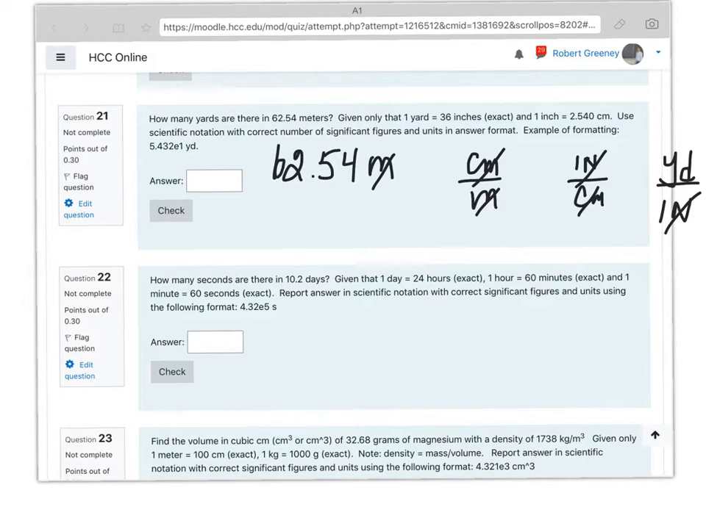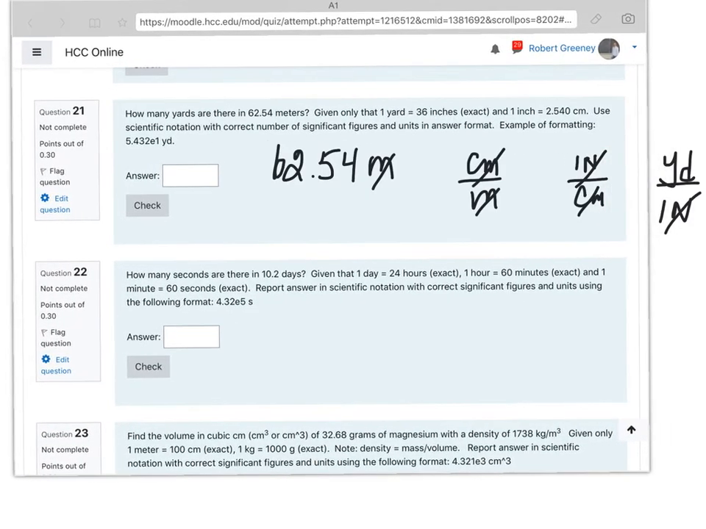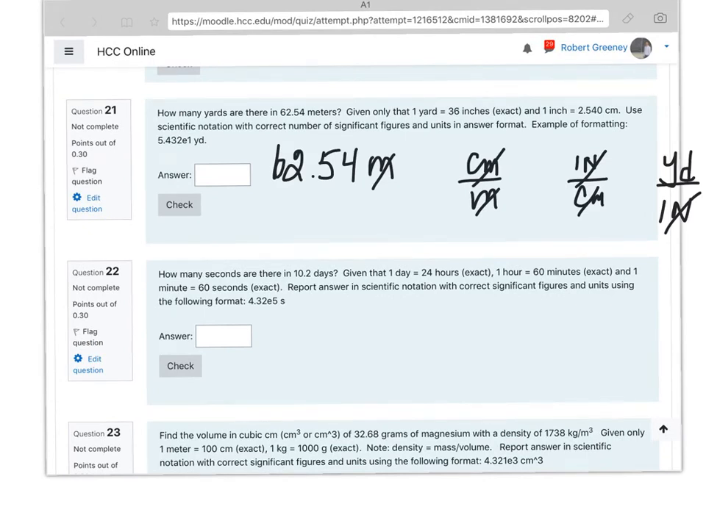And so we start with 62.54 meters, and the closest thing we have to that is centimeters. So we want to change the meters to centimeters. So I write centimeters over meters, and I cross the meters out. But we want yards, not centimeters, but we have centimeters to inches, so I write inches over centimeters, and then the centimeters divided by centimeters will cancel. And then the final thing, oops, it went off the screen. Well, I lost it. But the final thing would be yards over inches, and then the inches would cancel, and you'll be left with yards.